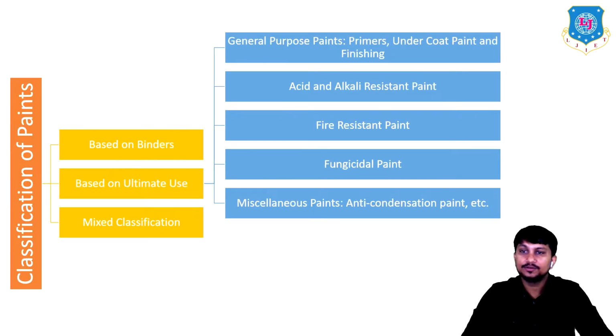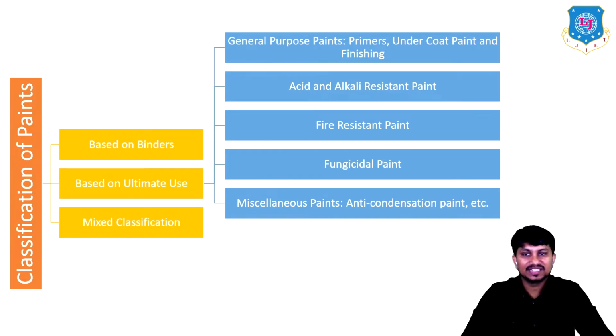Based on ultimate use of paint, there are various types of paints, like general purpose paints, primers, undercoat paint, and finishing paint. And then acid and alkali resistant paint is there. Fire resistant paint is also there. And then fungicidal paint is there. And anti-condensation paint is also there. These are the various types of paint based on ultimate uses.